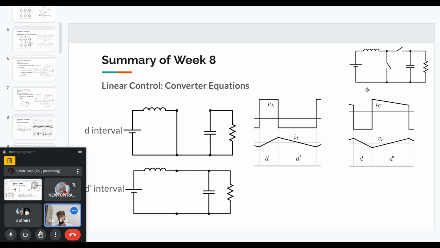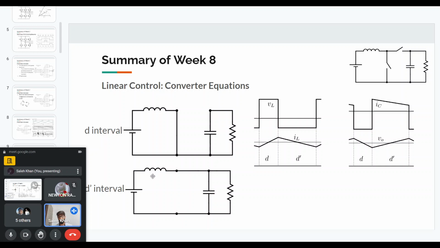And for the capacitor current and voltage, in the D interval, because we assume the capacitor has a voltage equal to the output voltage, the load will draw a constant output current, and that will be provided by the output capacitor. So the output capacitor current will be in the negative direction, feeding the load. And then in the next sub-interval, the current through the capacitor will be IL minus I load.